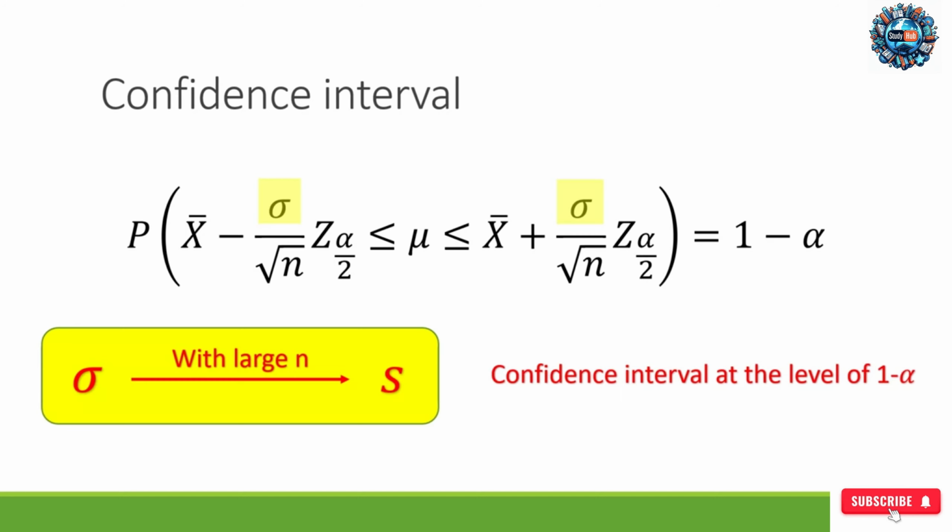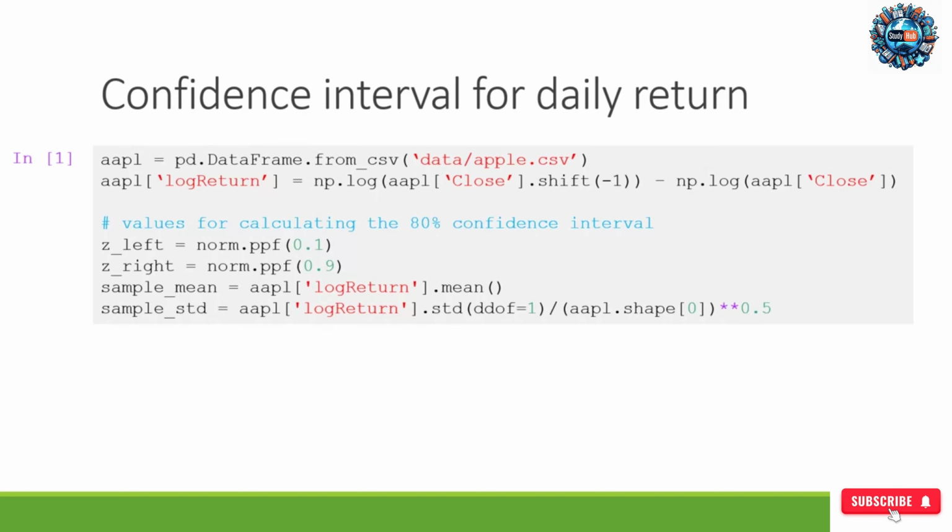In our problem, to build the interval for the average return, we need to find quantiles of the z distribution, which has been discussed in topic 2. We can use norm.ppf to get the quantiles. Here, alpha over 2 is equal to 0.1, hence the confidence level is 80%.